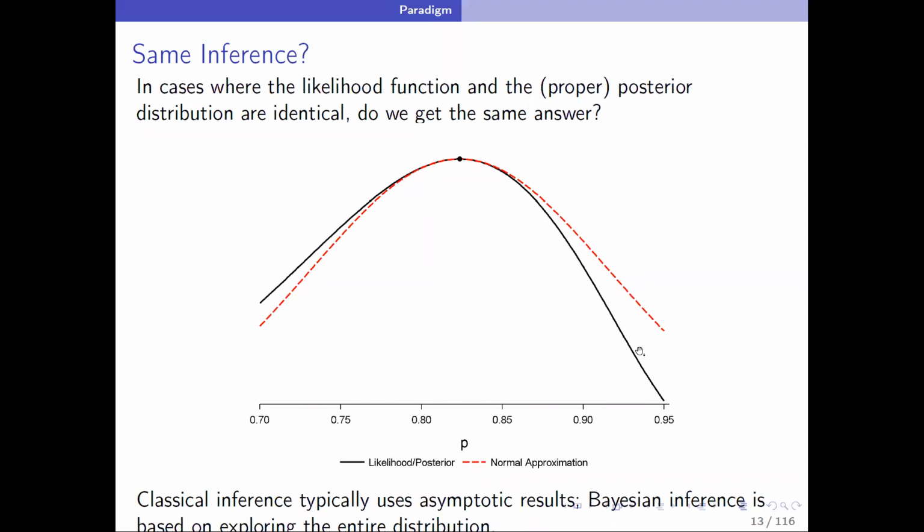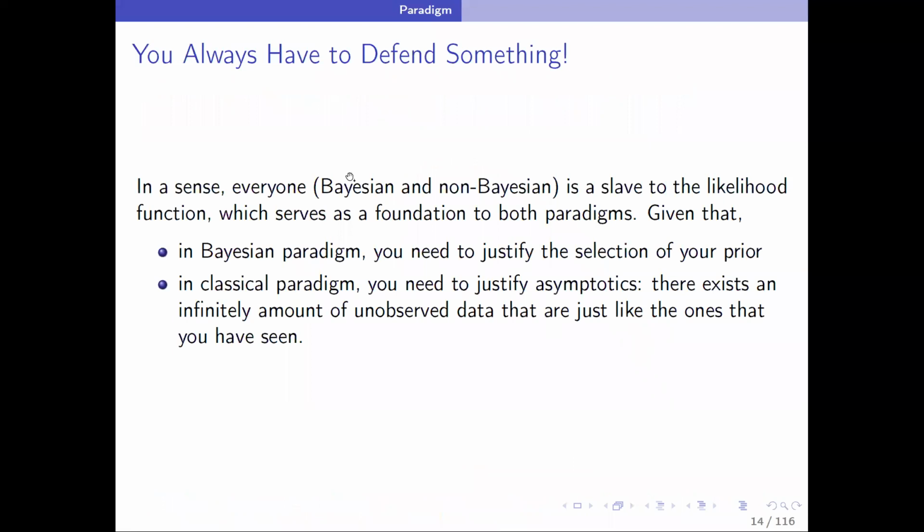Okay. So in a sense, the key point that I want to get across is that you always have to defend something. Everybody is a slave to the likelihood function. That is the foundation of both paradigms. This is what the data is. And given that, in the Bayesian paradigm you need to justify the selection of your prior. In the classical paradigm, I think you need to justify a more difficult assumption: you need to justify the asymptotics.